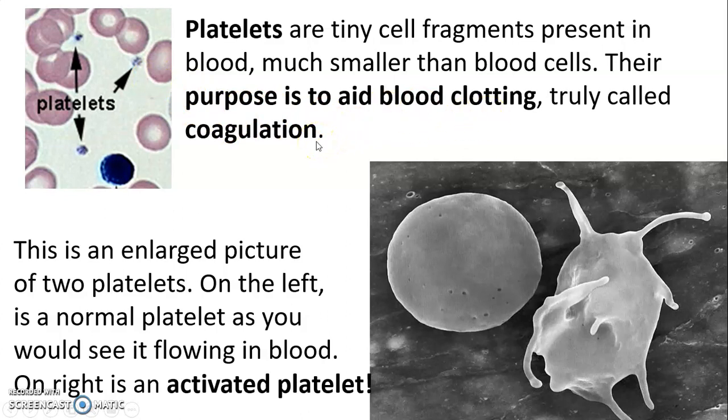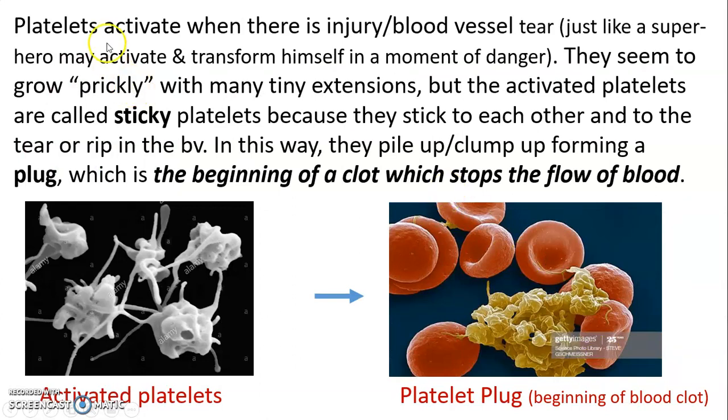So let's try to study this. This is a real photograph from a scanning electron microscope of a platelet. This is a platelet that's resting, that's not been activated, and this one has been activated. They do this crazy transformation when they get activated. Platelets activate when there is an injury or a blood vessel tear, a tear in the blood vessel, right? Just like a rip.